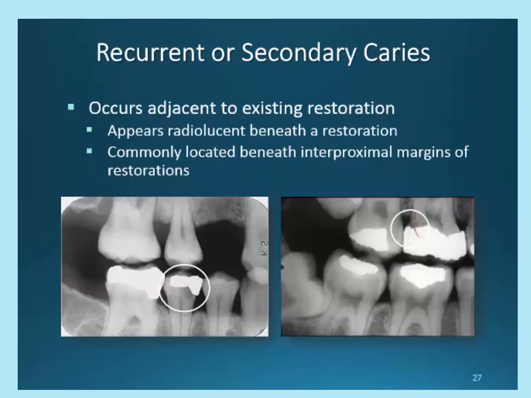Recurrent and secondary decay appears around restorative material. This decay can be attributed to poor oral hygiene, diet, ill-fitting restorations, or restorations that were performed without complete decay removal. They are found around the margins of restorations and fillings. In the early stages, they are difficult to detect because of what we call the Mach band effect that occurs between the metal restoration and the tooth structure. We will spend more time on this concept in upcoming slides.